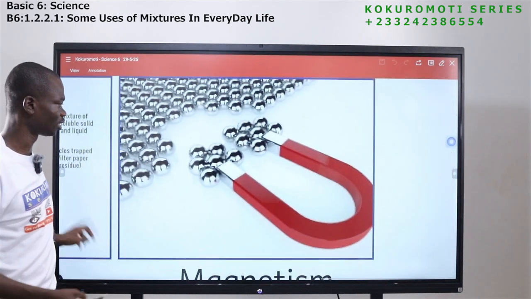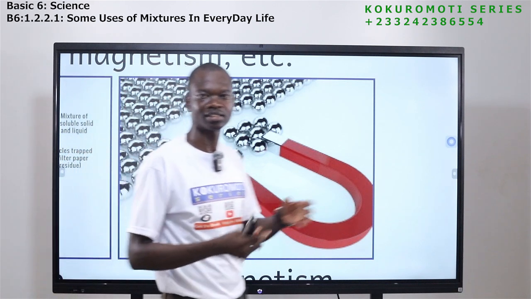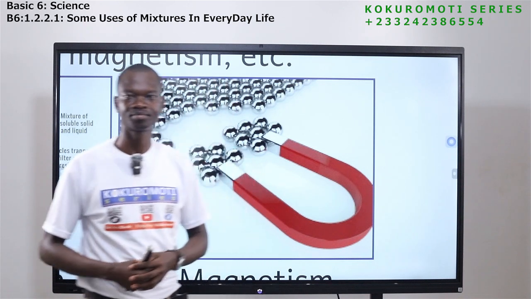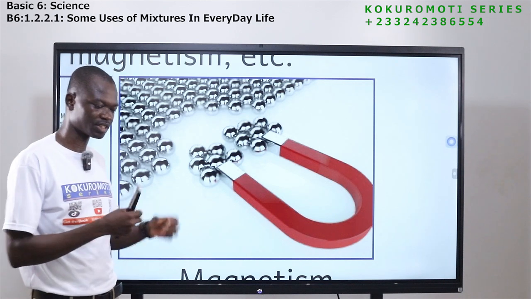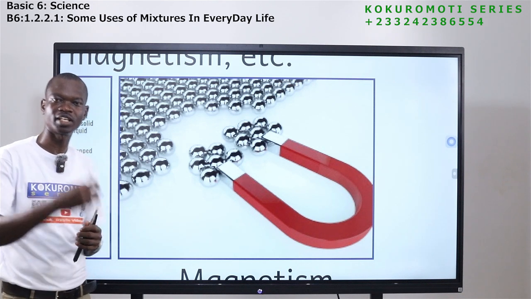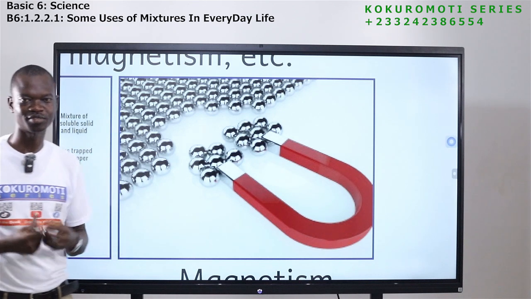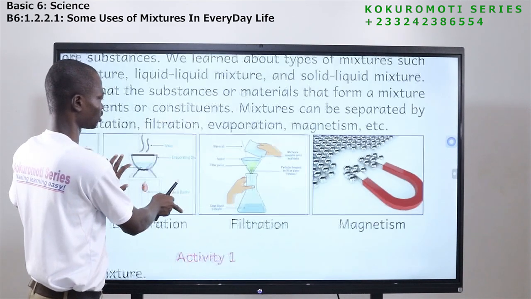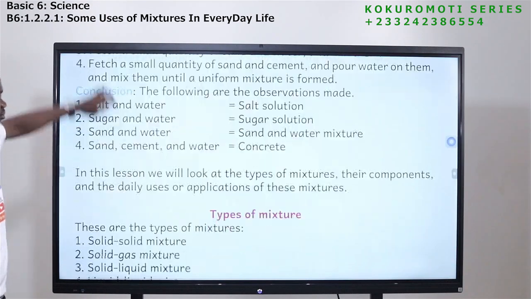And we have magnetism. It's about the use of magnets to separate magnetic substances from non-magnetic substances. So let's say you have pieces of paper and you have pins. They are all mixed in the same place. For you to get your pins, you use magnets. The magnet will attract all of them and leave the papers there for you. So these are some of the methods that are used to separate mixtures. Okay. So activity 1 is there.